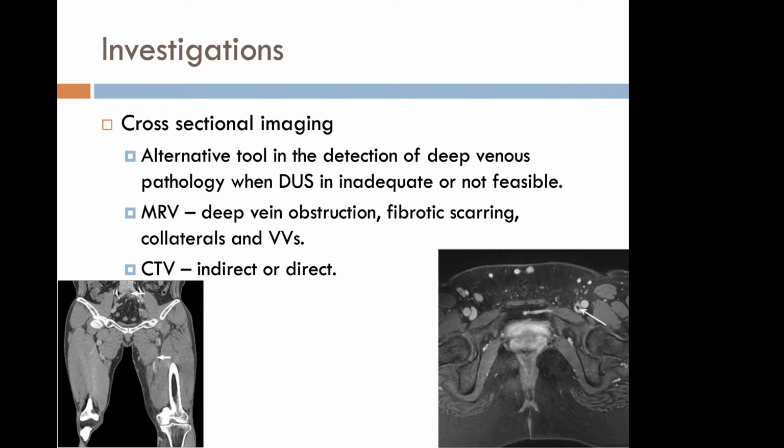So our options there become magnetic resonance venography, which would clearly show deep vein obstruction if there's venous scarring, the presence of collaterals, and even varicose veins. A CT venogram is another option, where you can offer patients a direct CT venography or an indirect CT venography. A direct CT venogram is when you inject contrast within the dorsal vein of the foot, and the CT scan is done after that injection.